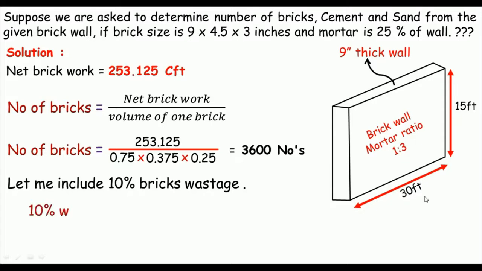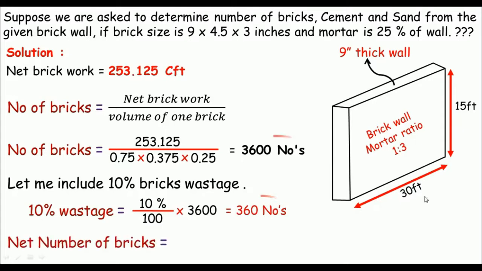Let's suppose it's 10%. Then how much should it be in the total number of bricks, which is 3600? That's of course 360 numbers. So now the total brick number must be just the summation of these two, that's of course 3960 bricks. So the total bricks are just 3960 bricks.